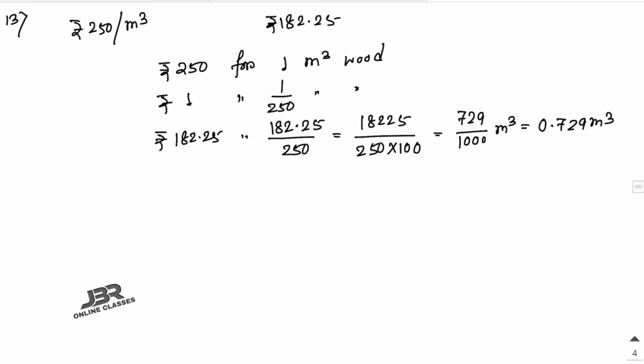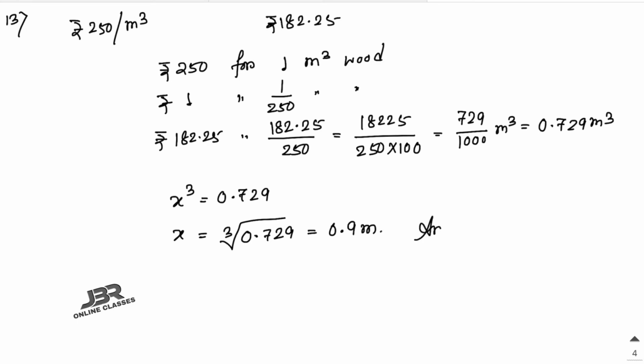Now the next thing is, you have to find out the length of one edge of that block. Let the length of one edge of that block be x, because this one is a cube. So now the volume will be x cube according to the formula. So x cube equals 0.729, so x equals cube root of 0.729, and your answer is 0.9. Okay, 0.9 meter, that is your answer. It's very easy.